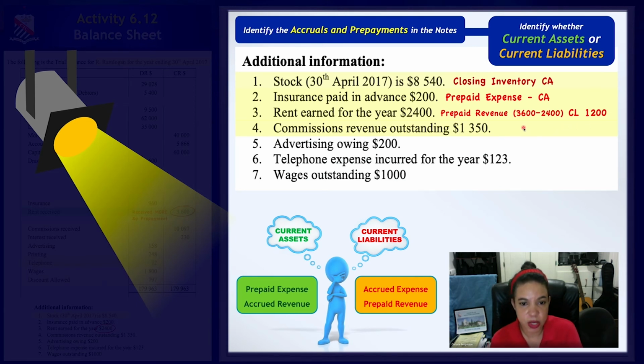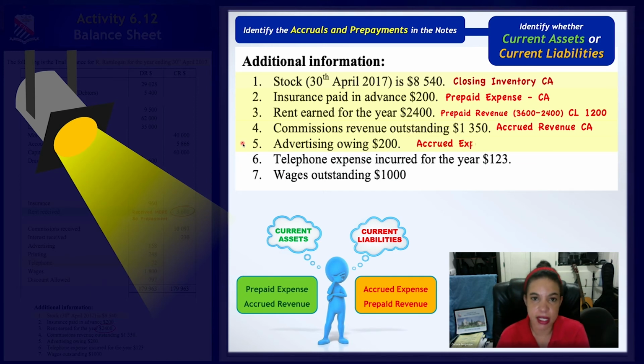So our next note, we have commissions revenue outstanding. Outstanding means accrued. Commissions revenue, that means it is accrued revenue. And what is accrued revenue? A current asset. Easy. This one is easy. Advertising owing, another easy one. Owing is accrued, advertising is an expense. So we have an accrued expense. And what is an accrued expense? It's a current liability.